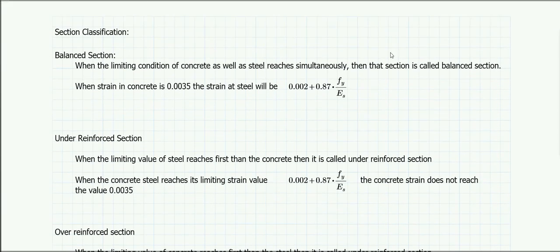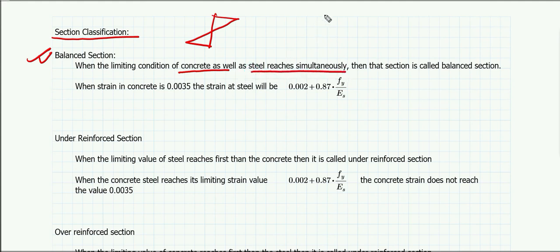Now we will discuss sections. There are different types of sections. Balanced section. As we have already discussed, we are designing and considering the limit state method, that means everything is under consideration of limits of collapse and limits of serviceability. So what is a balanced section? A balanced section is when the limiting conditions of concrete as well as steel are reached simultaneously. What is the limiting condition of concrete? The strain should be 0.0035.